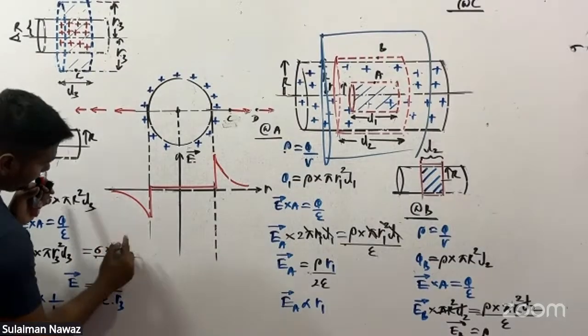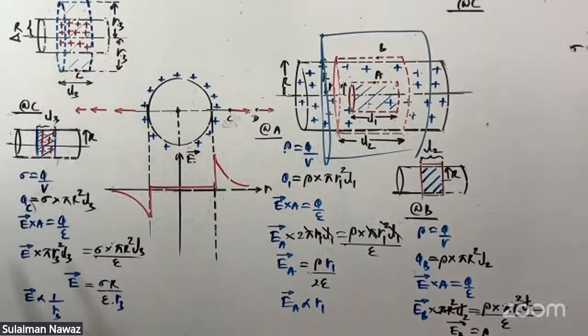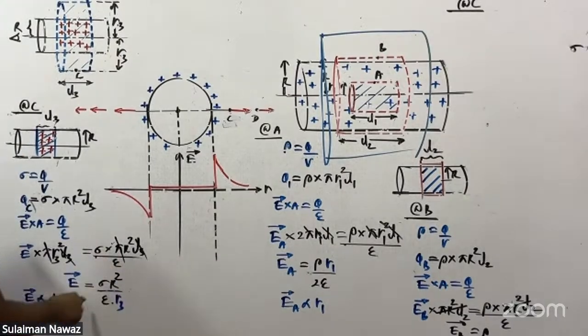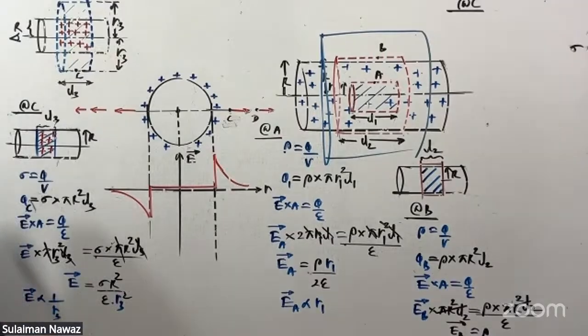Very simple. Pi R squared L3 over epsilon. Pi cancels out, and when you simplify, L3 cancels out. Intensity equals sigma into R squared over epsilon R3 squared. Then you understand your intensity is going to be proportional to 1 over R3 squared.